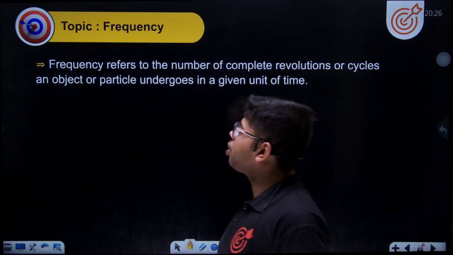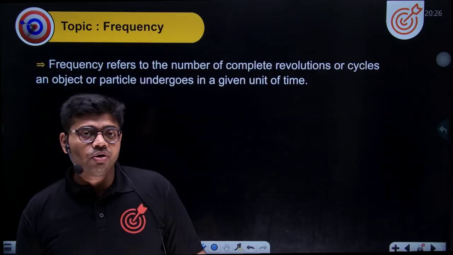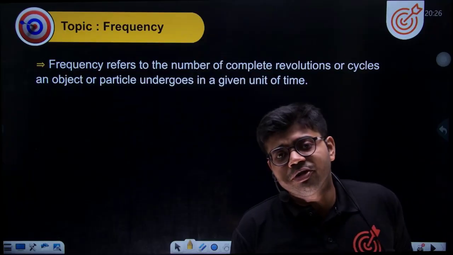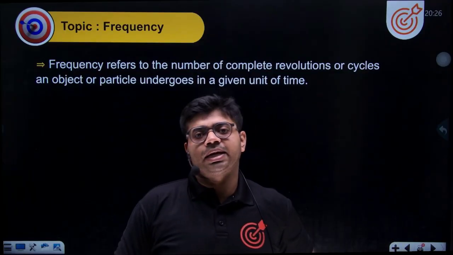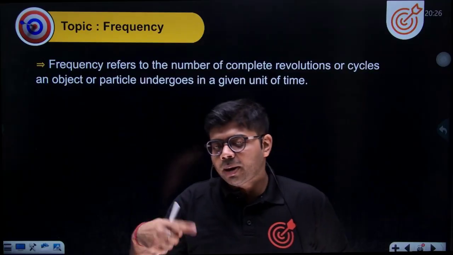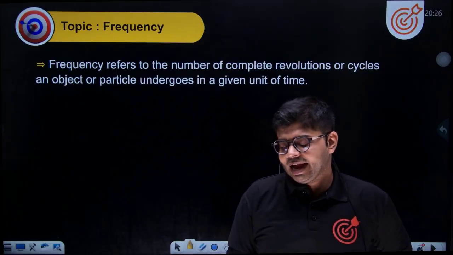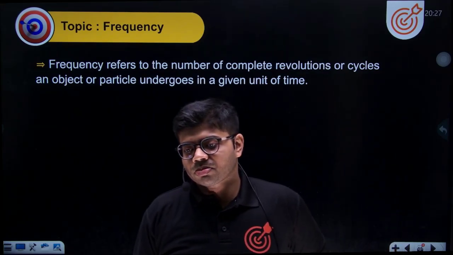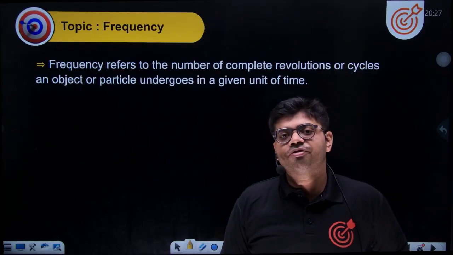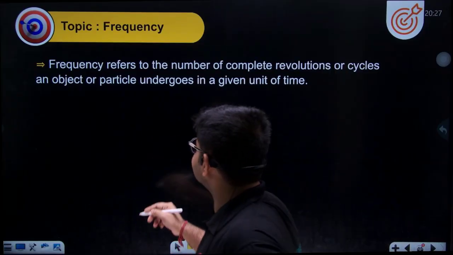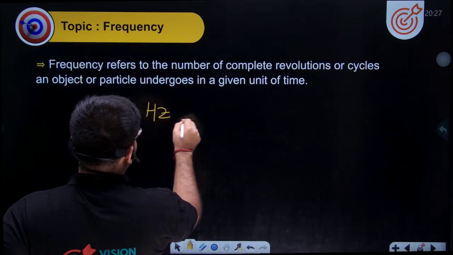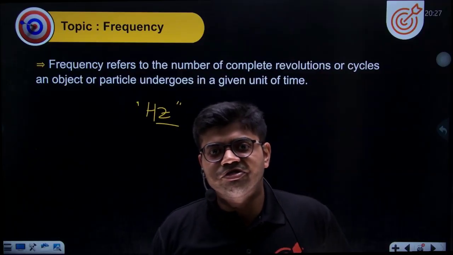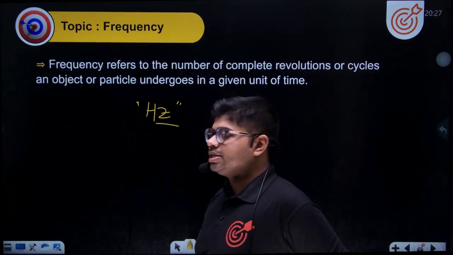Now when I talk about frequency, frequency is the number of revolutions completed in 1 second. Suppose a particle is having a circular motion, and I say that that particle is having a frequency of 100 hertz. So you just remember hertz, Hz. This hertz is nothing but the SI unit of frequency, right?